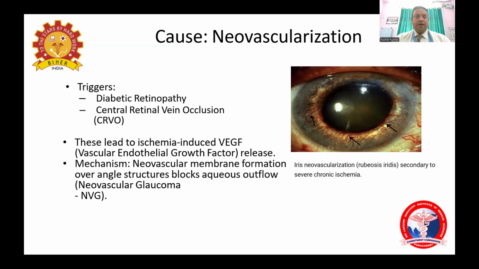Now, neovascularization would be caused because of diabetic retinopathy or central retinal vein occlusion, and these lead to ischemia-induced release of vascular endothelial growth factors, these VEGFs. And the mechanism could be neovascularization, neovascular membrane formation over the angle structures, blocks the trabecular outflow, giving rise to neovascular glaucoma.